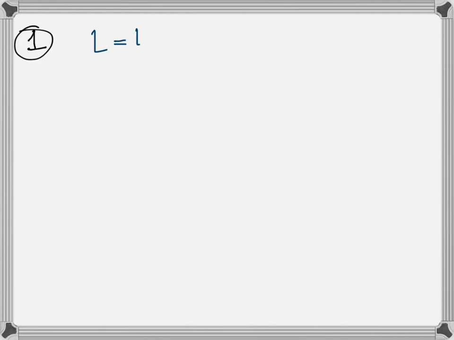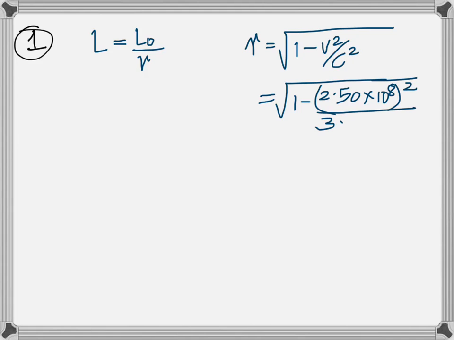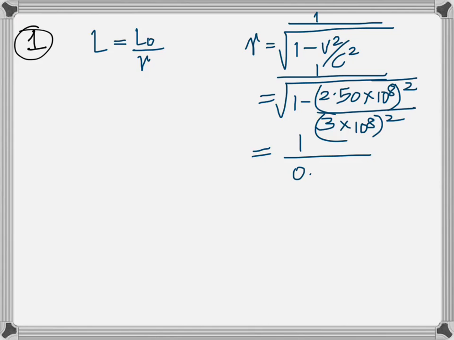This talks about length contraction and is given by L naught by gamma, where gamma is 1 by square root 1 minus v squared by c squared. So first find gamma. I'm going to correct that to 1 by square root 1 minus v squared by c squared.